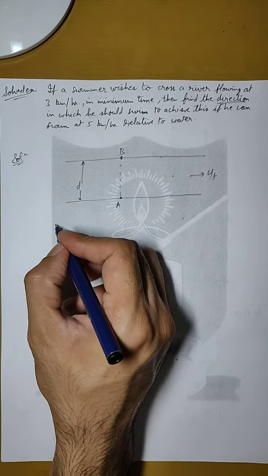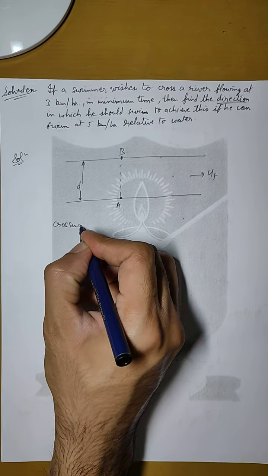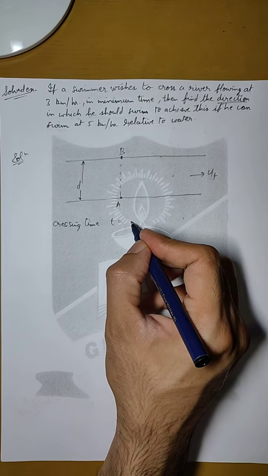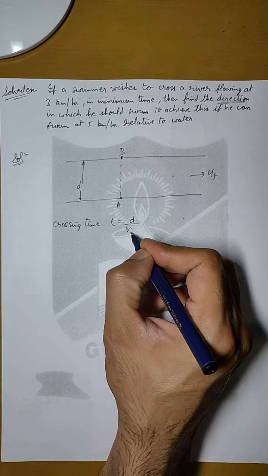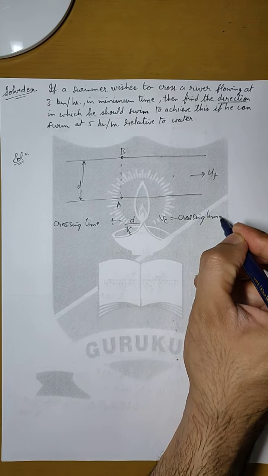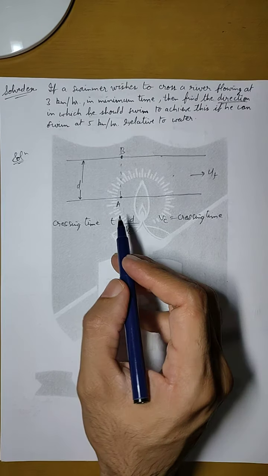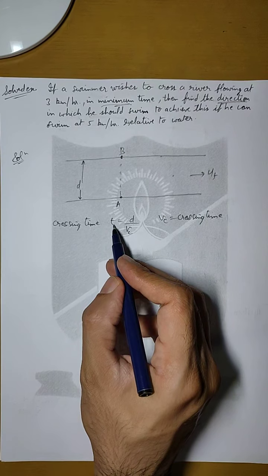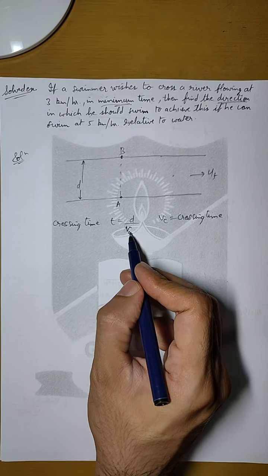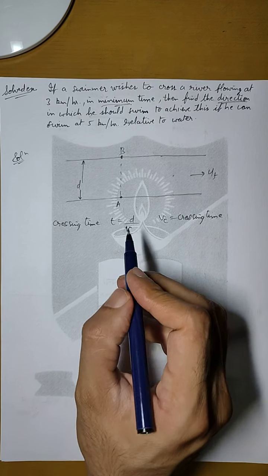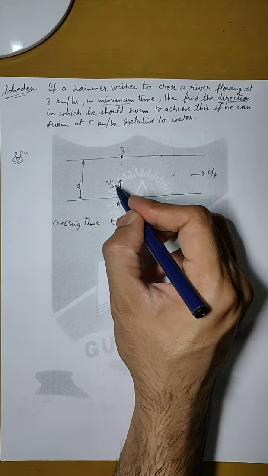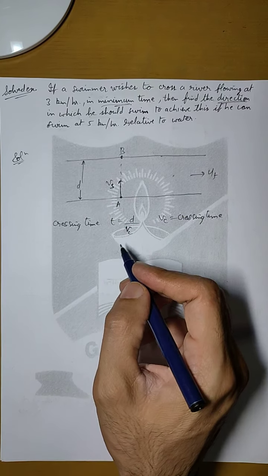Now to cross the river in minimum time, we have to minimize the crossing time, which we did in previous videos, which is equal to T equals D upon Vc, where Vc is the crossing velocity. So to minimize time, the Vc component, the denominator, should be maximum. Now this denominator will be maximum only if the swimmer swims in the direction of B, if this is the velocity of swimmer Vs.